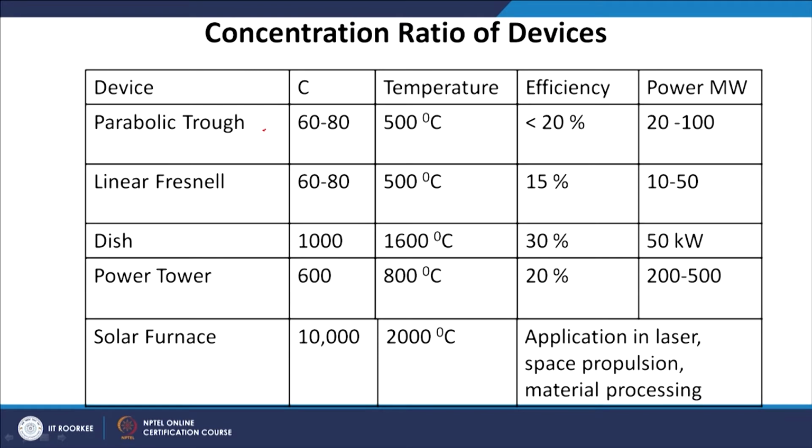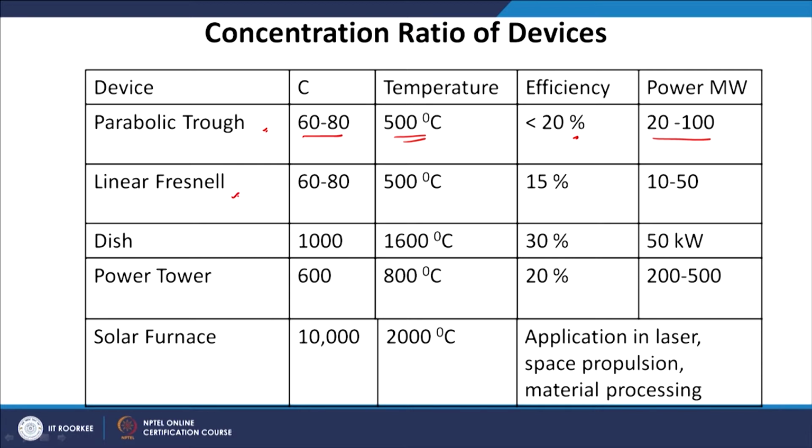So, parabolic troughs are typically designed for concentration of 60 to 80. We have this parabolic concentrator that can focus energy and increase the irradiance by 60 to 80 times. The temperature of these devices is around 500 degrees C. The efficiency is less than 20%, and so far the parabolic trough has been used as a technology to design power plants in the range of 20 to 100 megawatt.